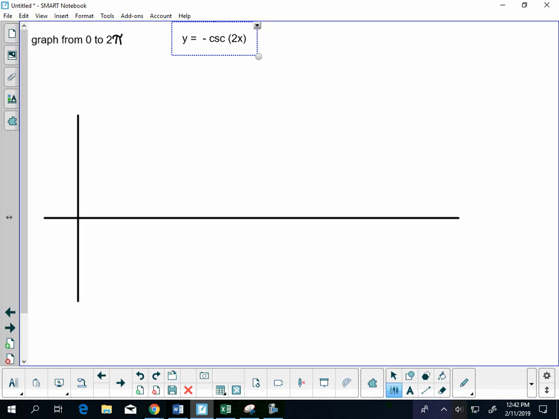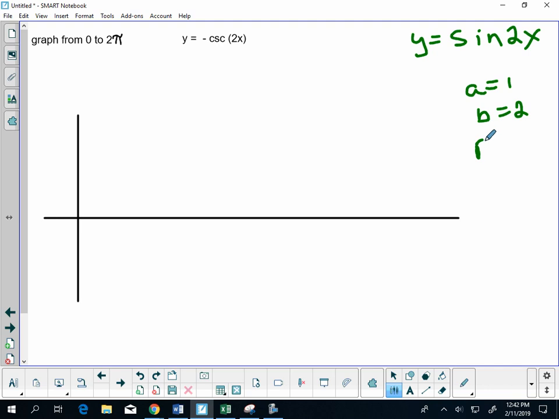All right, the next one, we have a negative. Well, what that's really going to do is just flip it over the x-axis. Ask yourself what the reciprocal function is. Well, for cosecant, it is sine. So we're going to graph y equals sine 2x. My a is 1, b is 2. So that means my period is 2 pi over 2, which is just pi.